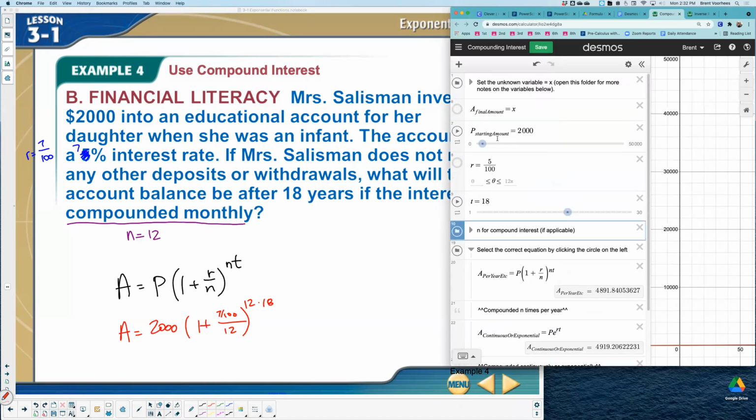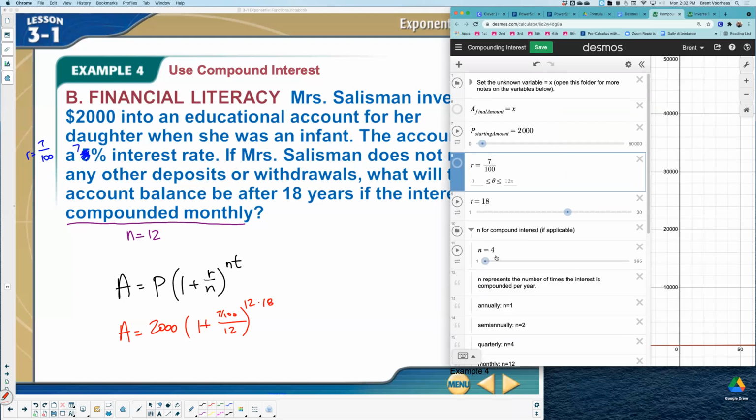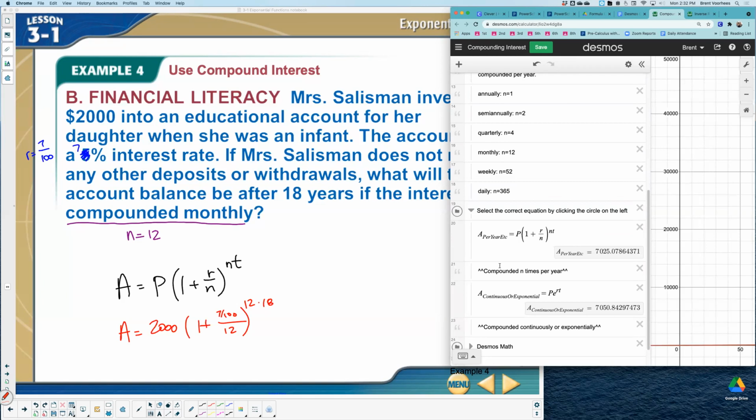So I come over here. We don't know the final amount, so I'll leave that as X. The P is 2000 still, but this time our rate is 7%. And we're going to compound this how many times per year? 12. So change that to a 12. Now how much has that $2,000 turned into?